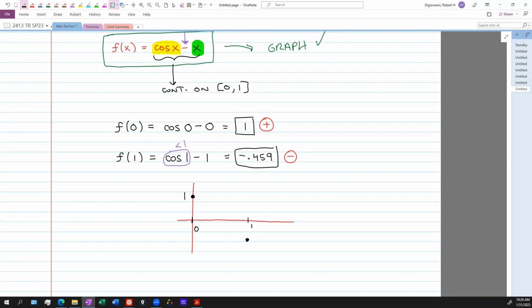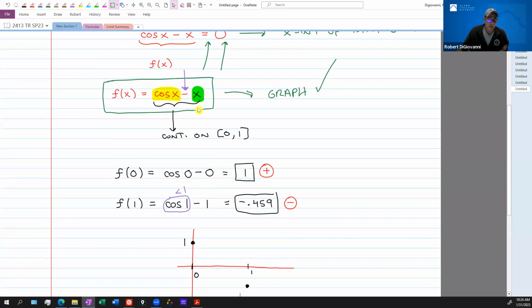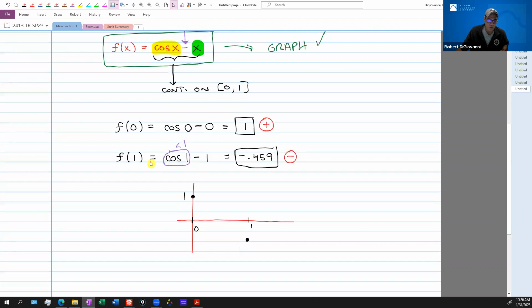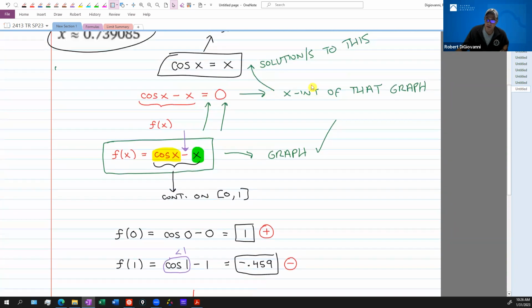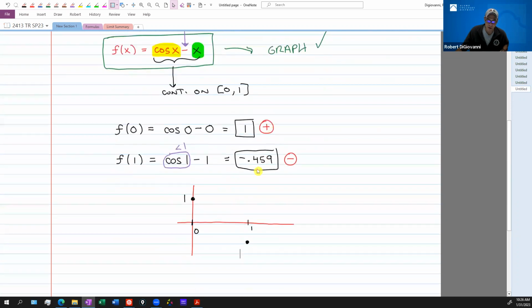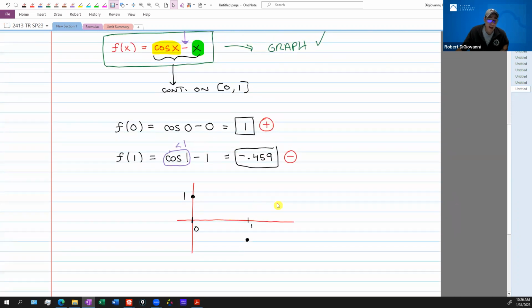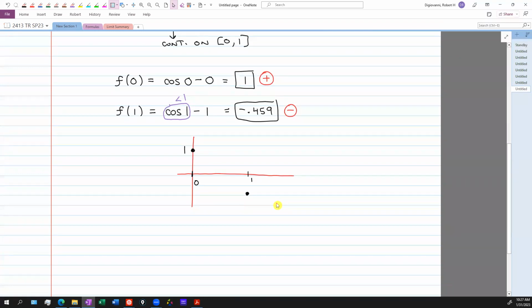So what I've just determined is I've got a continuous function on this interval 0 to 1, right? And I know that when I start at the first endpoint at 0 at the left, I get the positive number 1. And then when I go to the right endpoint at 1, I get a negative number, right? Why is that important when I'm trying to find the x-intercepts or the solutions to this equation? What do I know must happen? It hits the x-axis. I've got to hit the x-axis, right?